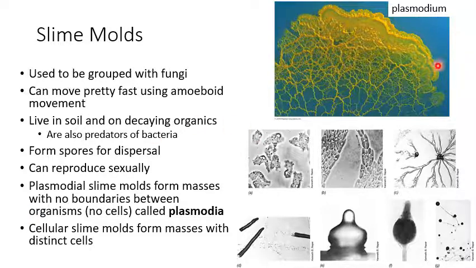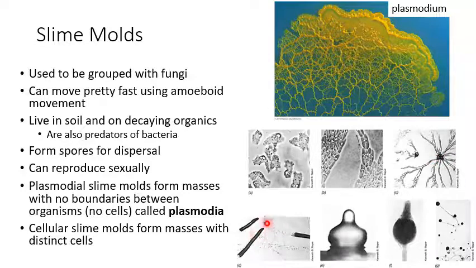On top here you have an image of a plasmodial slime mold. If you zoomed in here, you would see that these filaments don't actually have divisions between the cells in them. And this is the life cycle for a cellular slime mold. Those cells are going to get together and form these large structures. Then if you zoom out, it looks kind of like this. So, fungus-like.